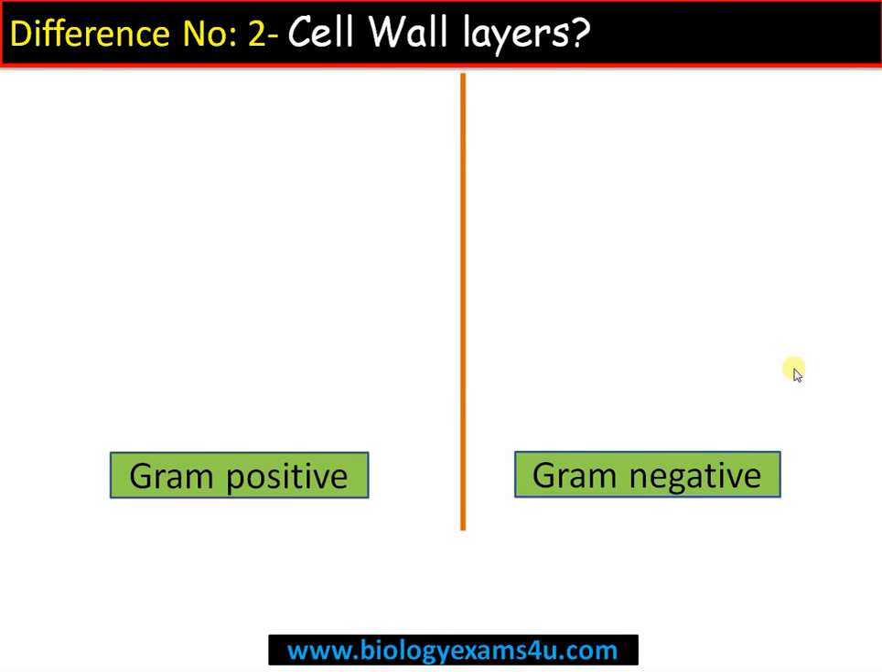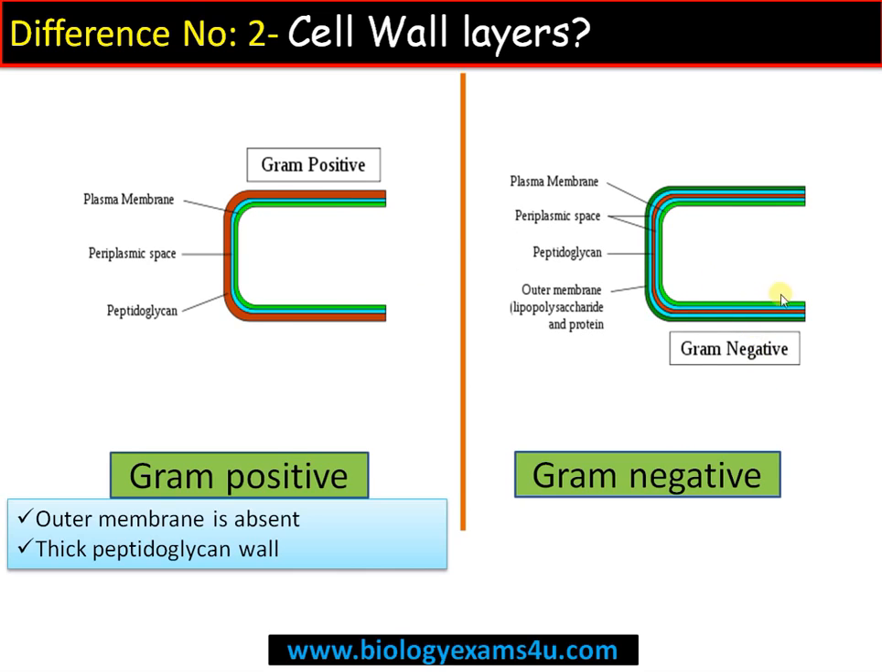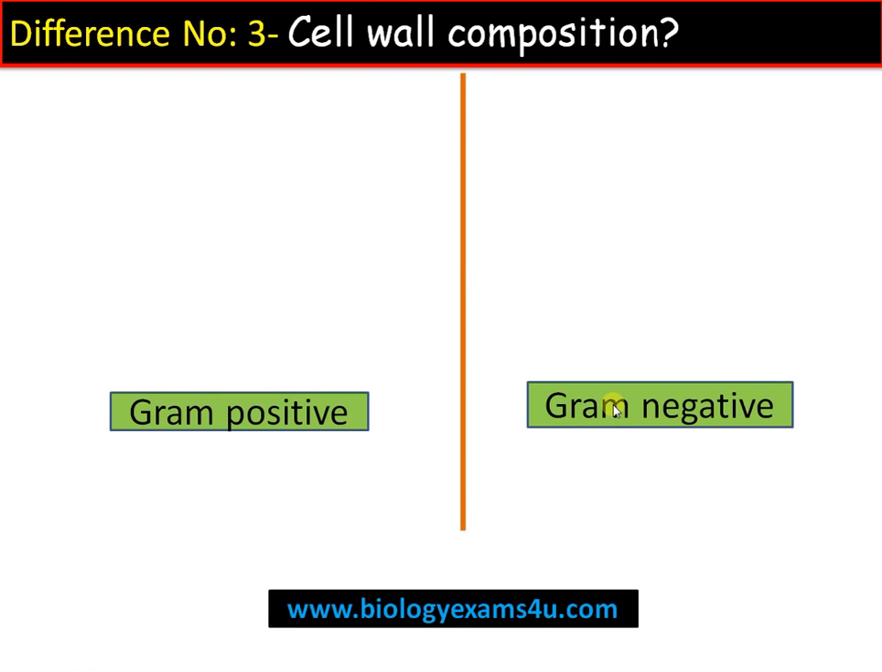Now difference number 2, regarding the cell wall layers. In the case of gram-positive bacteria, on the outside of the plasma membrane there is a thick peptidoglycan wall, whereas in gram-negative bacteria, on the outside of the plasma membrane there is a thin peptidoglycan wall that is followed by an outer membrane which is made up of lipopolysaccharides and proteins.